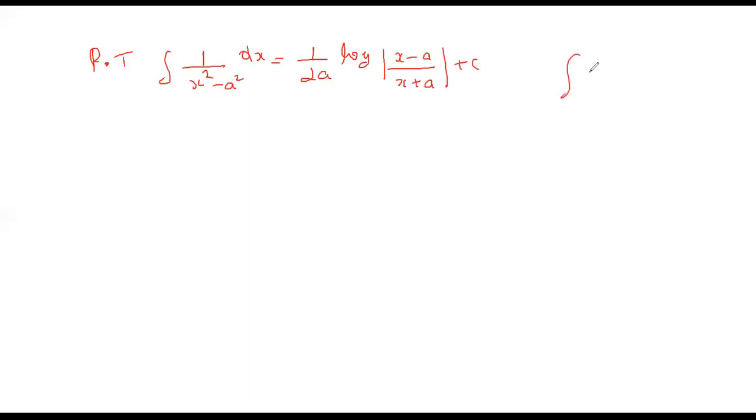Numerator 2x divided by denominator 1 plus x square, you can do easily. But I don't know how to do this one.